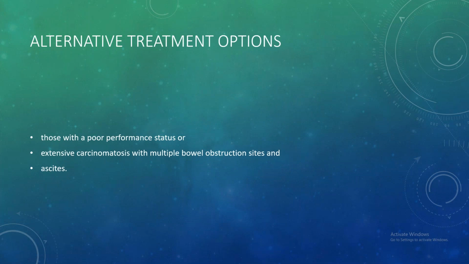Now, if the patient is not fit for surgery and not responsive to conservative management also, then what are the alternative treatment options? Alternative treatment options can be explored where there is a poor performance status. Poor performance status is a defined term, where they take into consideration the patient's activity status. Depending upon that, if the patient has poor performance status, you can go for an alternative treatment option. Also in extensive carcinomatosis with multiple bowel obstruction sites and ascites, in all these cases you can think of alternative options.